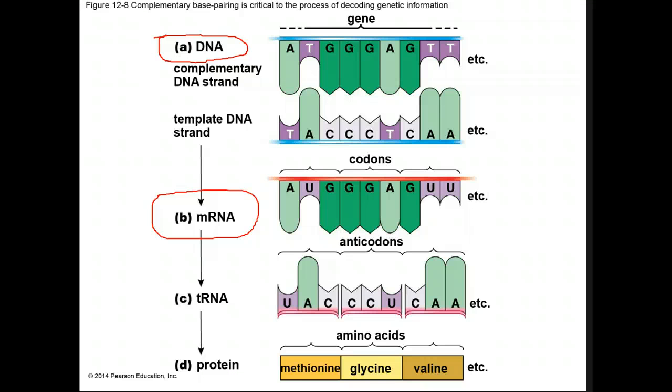After processing, this messenger RNA will leave the nucleus and go to the cytoplasm. The messenger RNA, in conjunction with ribosomes and tRNA, will form the protein. The process of making messenger RNA is called transcription, and the process of making the protein from the messenger RNA is called translation.